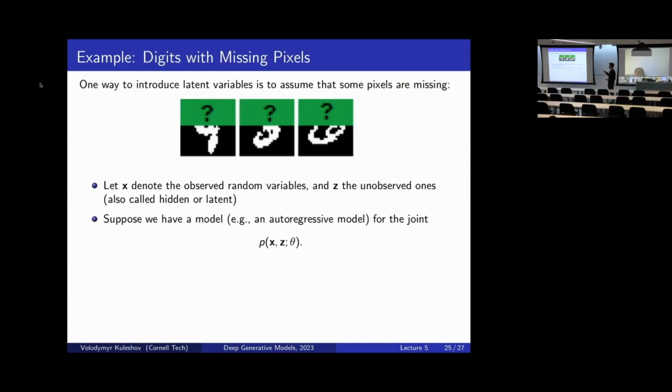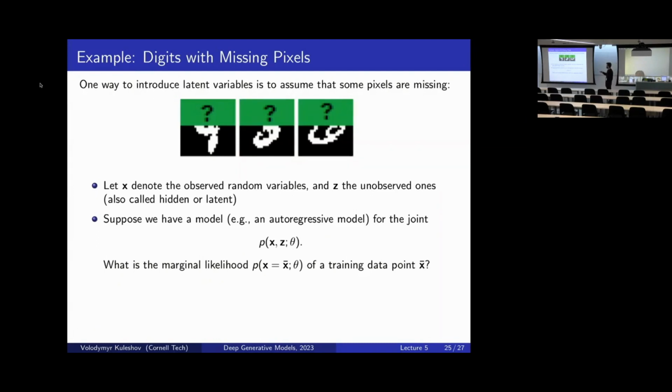Let's say that we want to fit some autoregressive model over this distribution. This autoregressive model can parameterize a joint P of X given Z. But again, if we want to train on this data, we have to find an approximation for P of X.